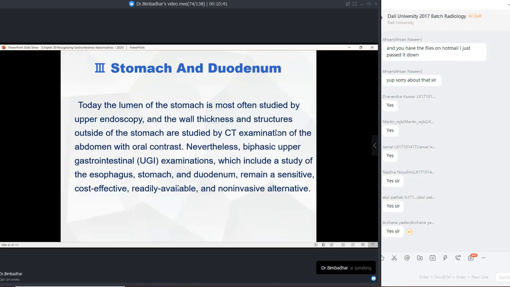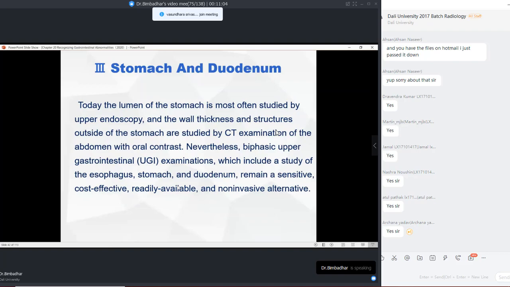Maybe for the guys who have forgotten what we have been dealing with, we have been dealing with the fluoroscopic examinations, different types of fluoroscopic examinations of the gastrointestinal tract, and we have completed the content related to the esophagus. So we are going down to the stomach and duodenum today.